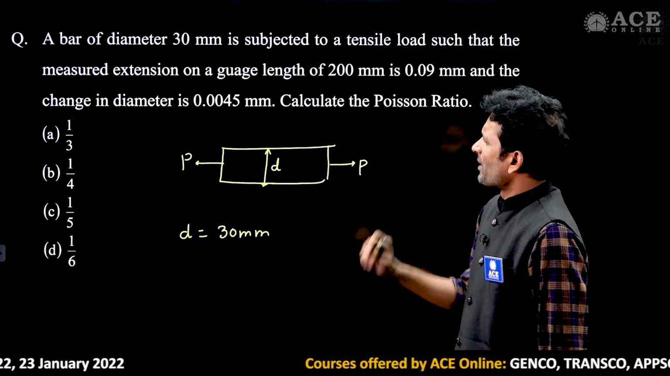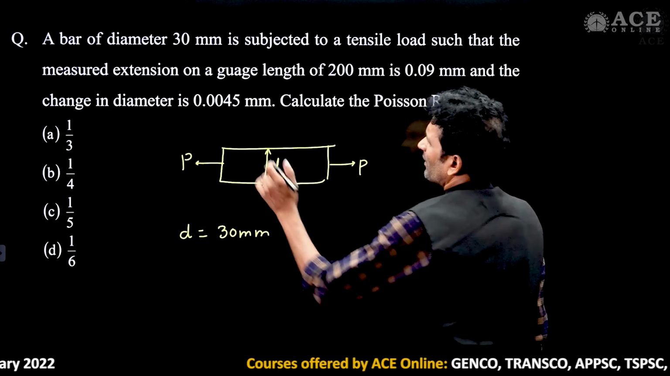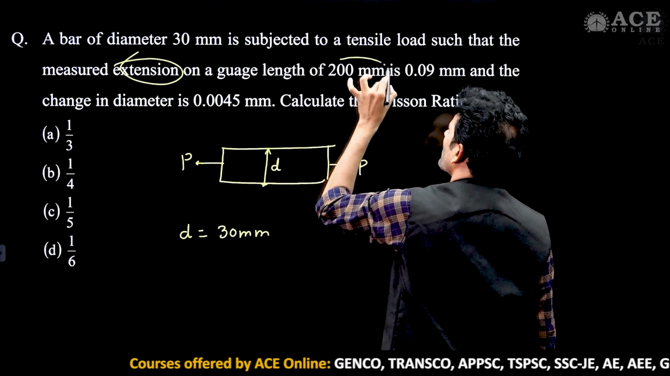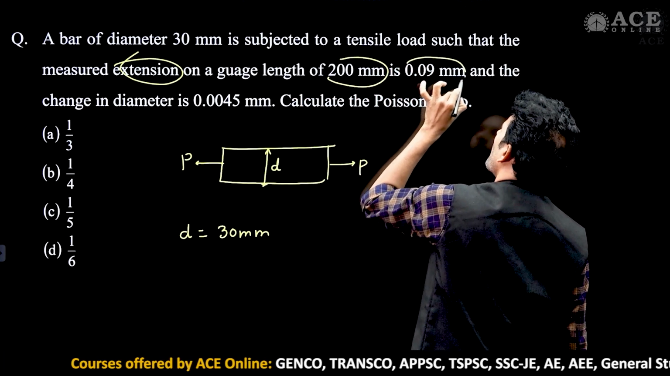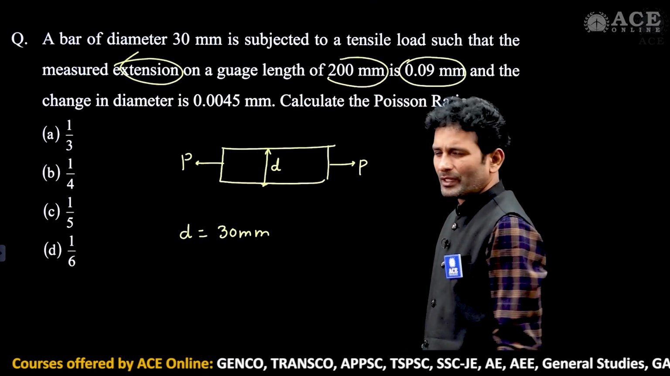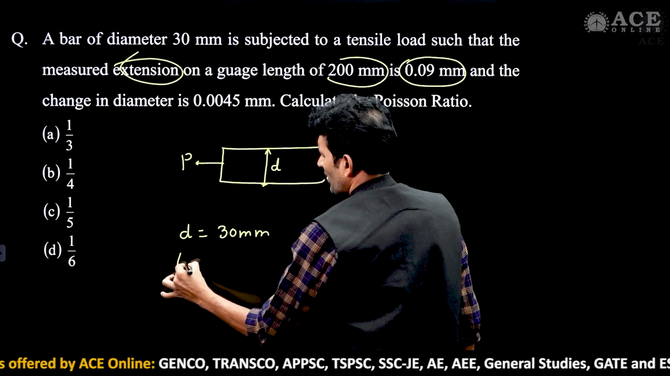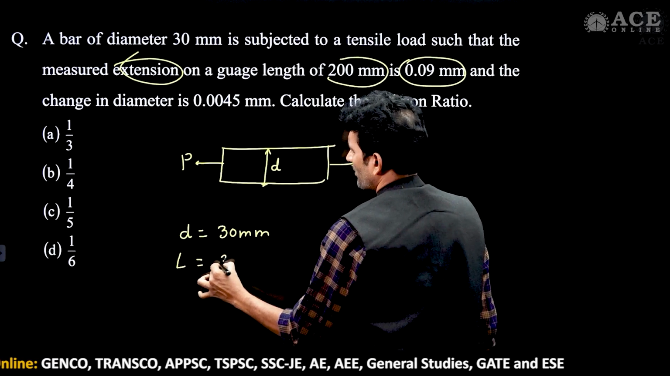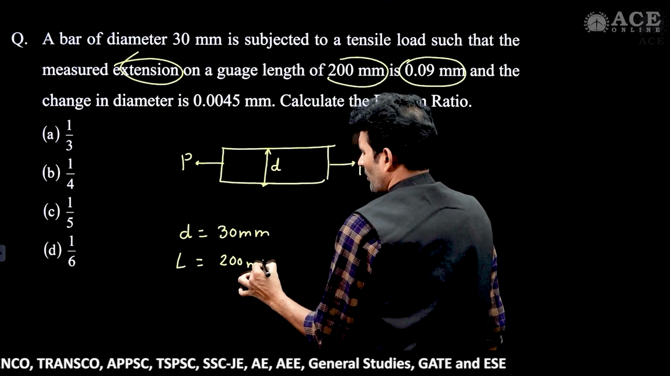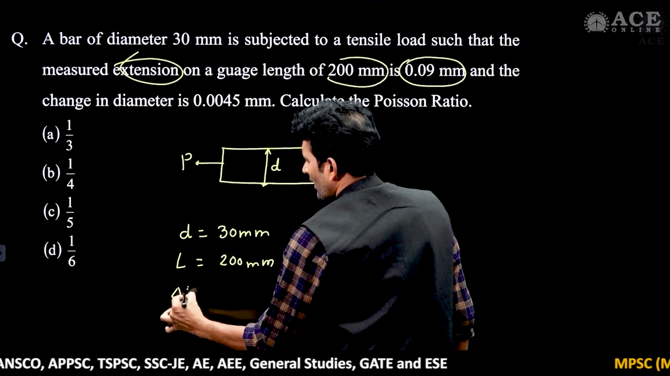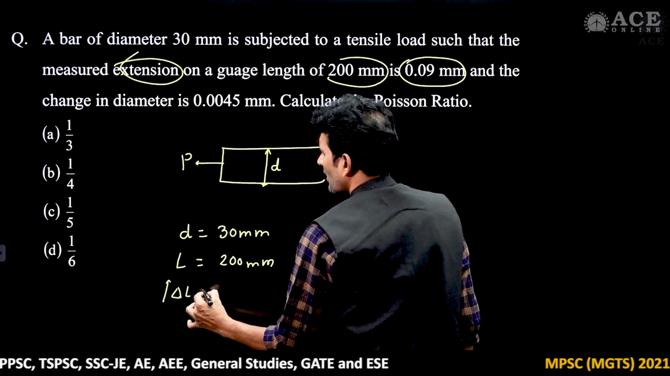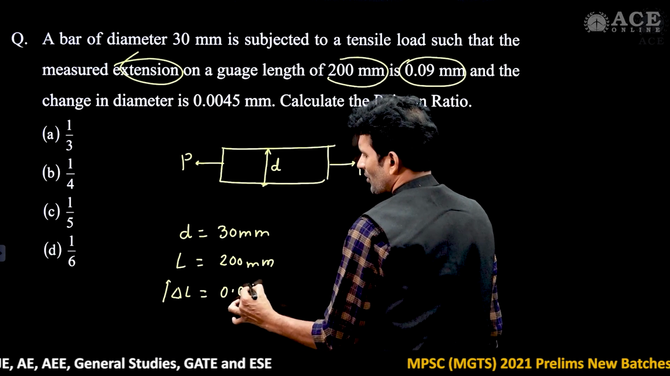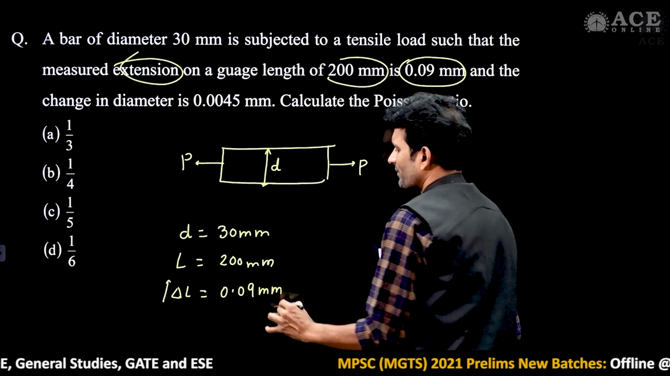When this load is applied, an extension measured over a length of 200 millimeters is 0.09 mm. It means the initial length, the gauge length of the bar, is 200 millimeters. What is the increase we are observing in the length direction? The increase we are observing in the length direction is 0.09 millimeters.